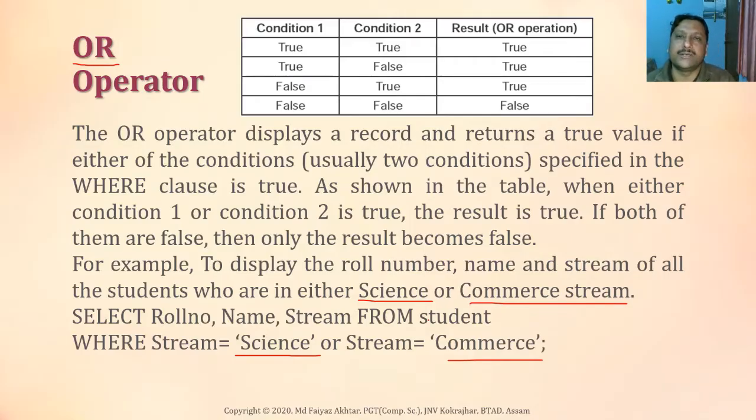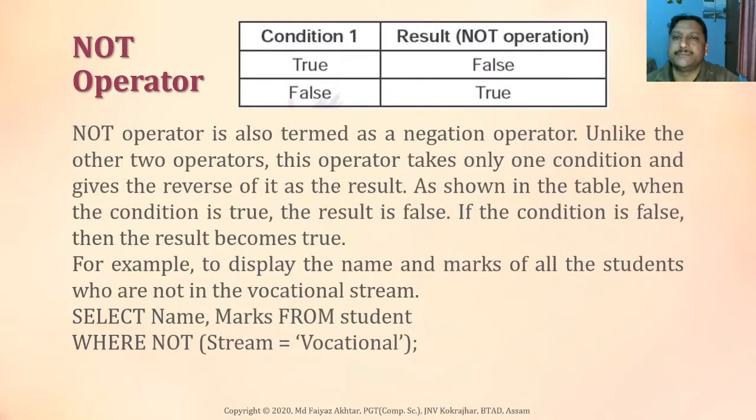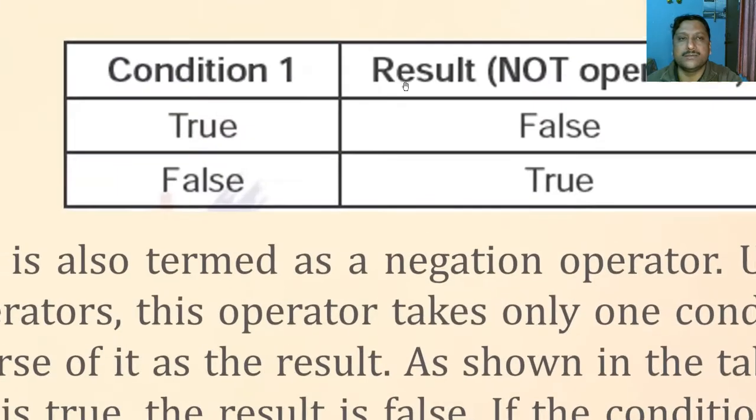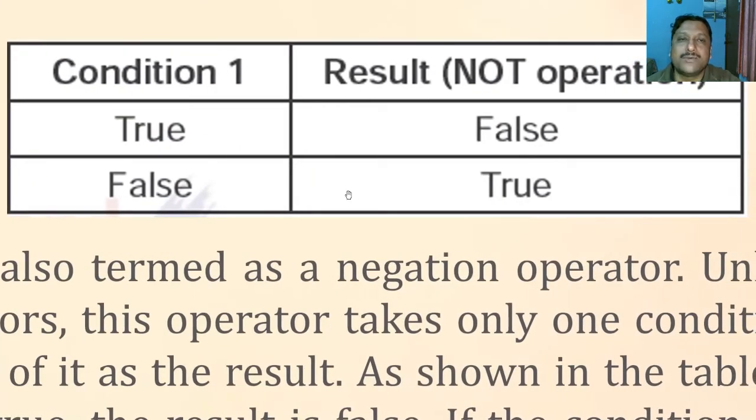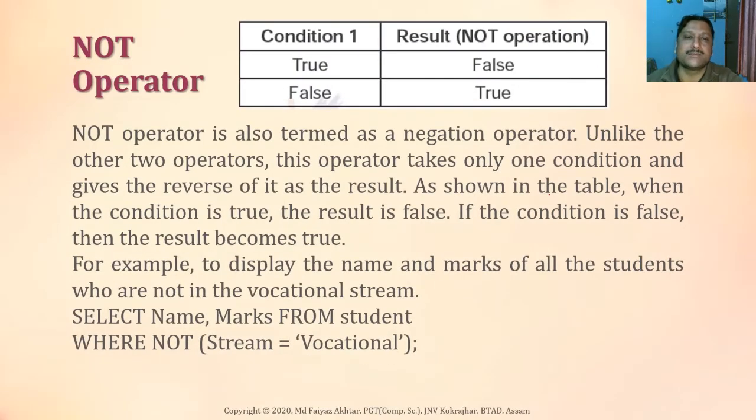Now next, not operator. Not operator is unary operator, and it is used only with one condition. If condition is true, then not operator makes this condition false. If it is false, it will make true. This is the negation operator, and it makes the condition opposite. Okay, for example, you can see select name marks from a student where not stream equals to vocational. Okay, not stream equals to vocational.